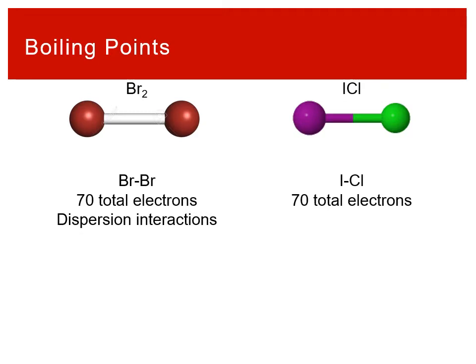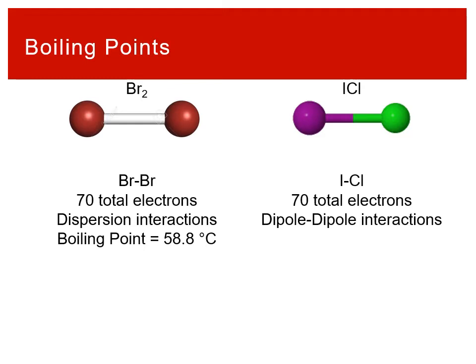Bromine, though, is nonpolar. Those are the same atoms in a bond. So its primary interaction is going to be dispersion, whereas iodine chloride can form dipole-dipole interactions because it's polar due to being 2 different atoms. Okay, the boiling point of bromine is 58.8 degrees Celsius. The boiling point of iodine chloride is then 97.4 degrees Celsius.